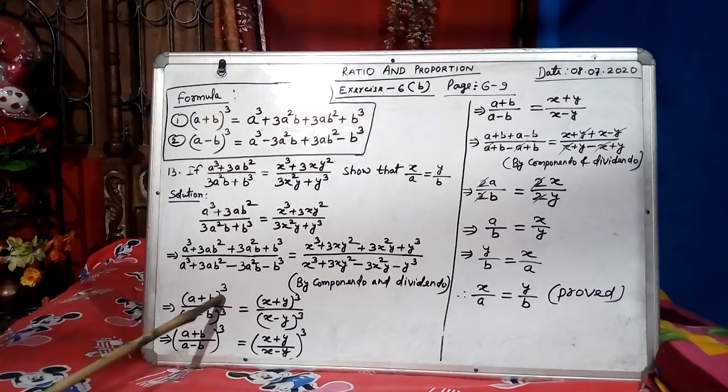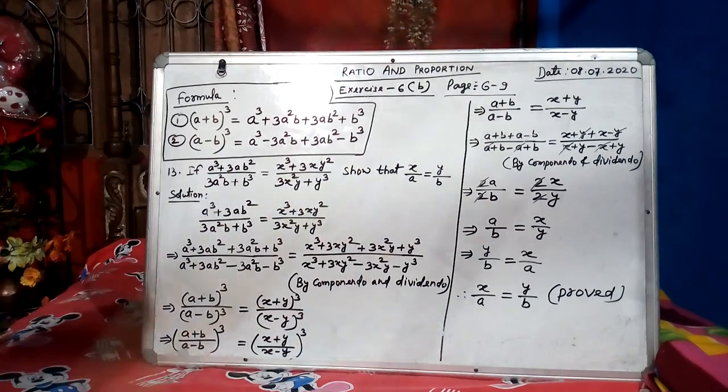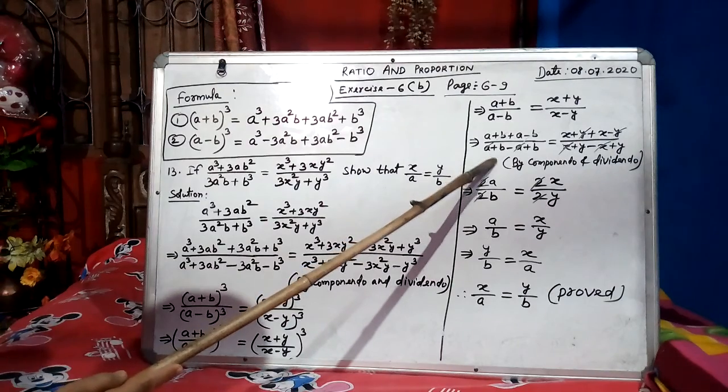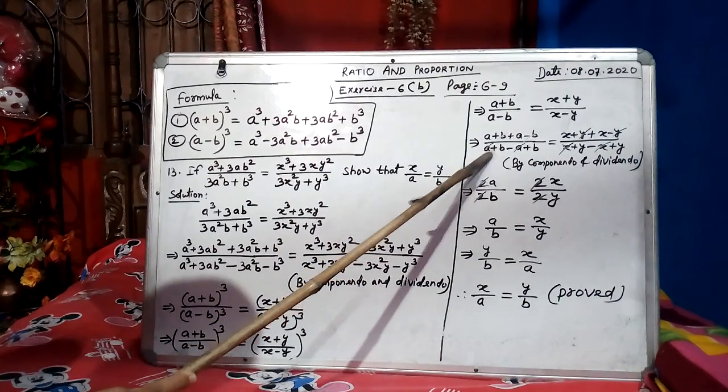Now here also whole cube, here whole cube, here whole cube, and here also whole cube. So we can make these two whole cubes a single whole cube. Here also these two whole cubes a single whole cube. It is said, if there is a whole cube on the left hand side as well as on the right hand side, we can cancel the cube. Then when we cancel the cube, only the variables will remain. That is (a plus b) by (a minus b), (x plus y) by (x minus y). Only variables will remain. Once again I have applied componendo and dividendo to make the question simpler.